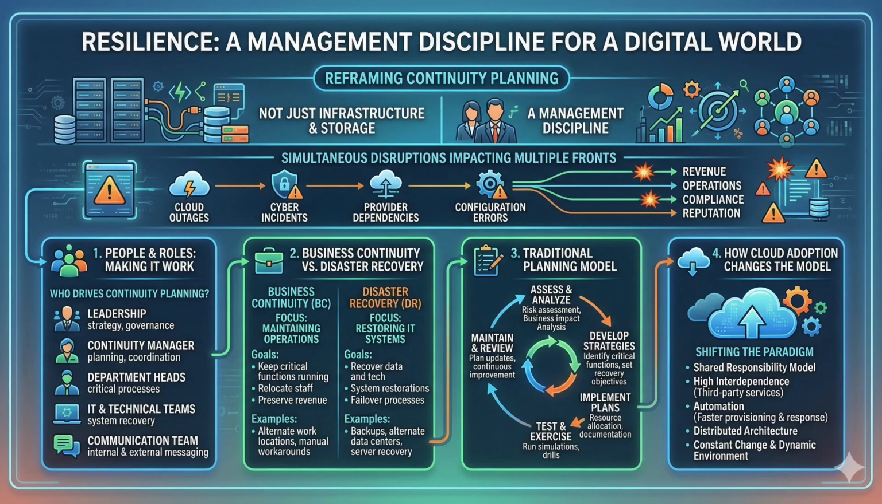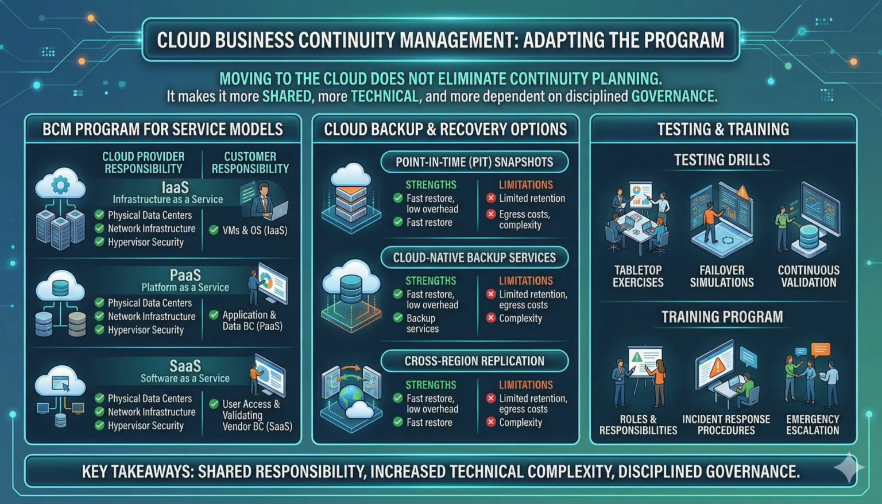Then we will clarify the difference between business continuity and disaster recovery, review the traditional planning model, and explain how cloud adoption changes that model. After that, we will walk through what a business continuity management program should look like for infrastructure as a service, platform as a service, and software as a service. We will then examine cloud backup and recovery options, including their strengths and limitations, and finish with testing and training.